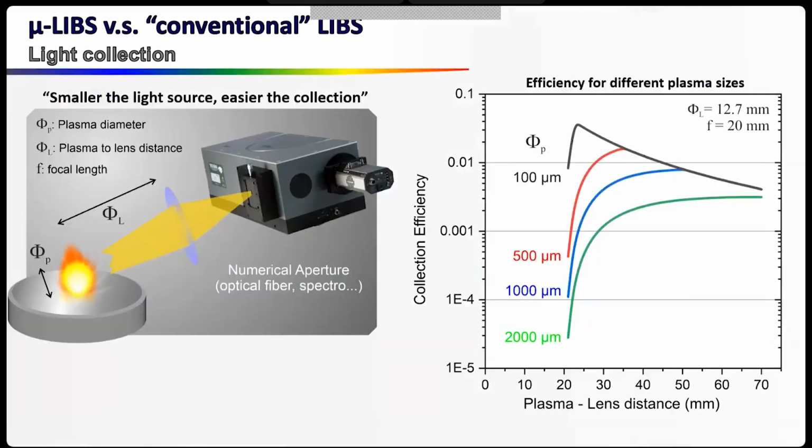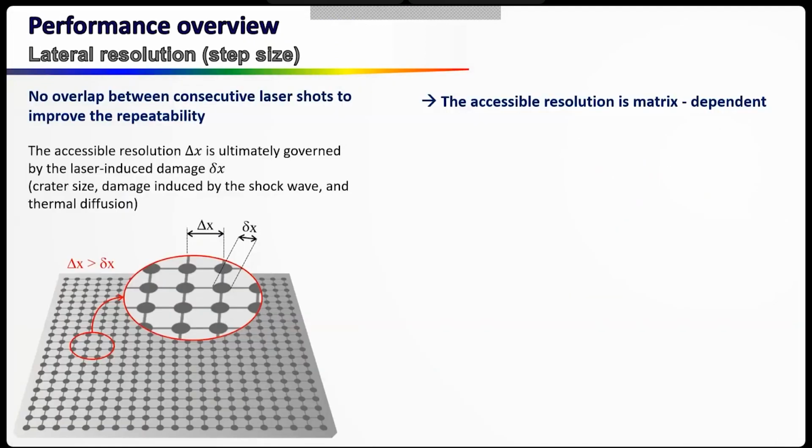The second point, when you are doing micro-LIBS compared to more conventional LIBS, is that you have a plasma that is very tiny, in the range of several hundreds of micrometer. And so it is much easier to collect the light in a more efficient way. It's as small as your light source. Wow. The smaller your light source, the bigger the collection efficiency. All the plasma is collected.